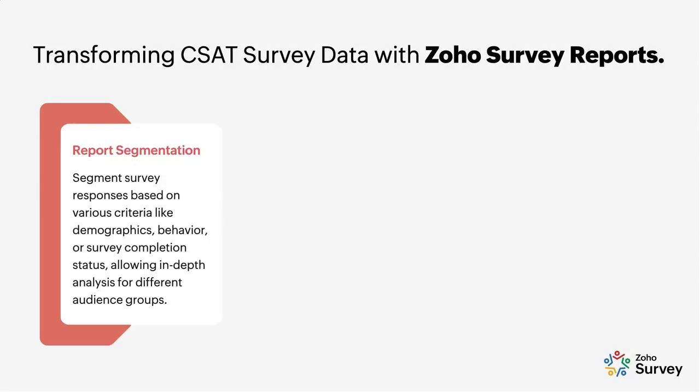Transforming your CSAT survey data with Zoho Survey reports. Report segmentation. It's like breaking down the survey data into smaller, manageable parts. It's like sorting your survey results into different categories or groups. For example, you can segment responses by demographics like age or location to see how different groups of people responded to your survey questions. This helps you to understand variations in feedback and make necessary enhancements in your product.